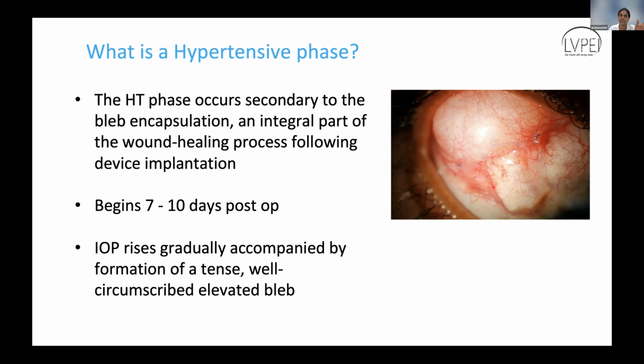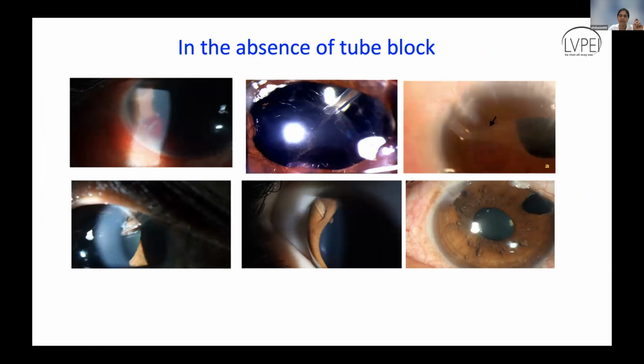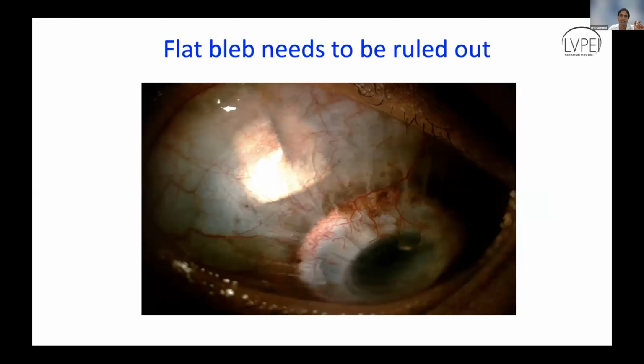Usually it begins by about the first week, sometimes the third week. I have seen it as early as 3 or 4 days post-operatively also. IOP gradually rises, and sometimes the intraocular pressure elevation can be even higher than the preoperative intraocular pressure. What is very important is that one needs to understand that there is an elevated, tense, cystic bleb in the absence of a tube block. So tube block should definitely be ruled out. The other thing we need to rule out is a flat bleb. Which means that the bleb has to be elevated, tense and cystic.